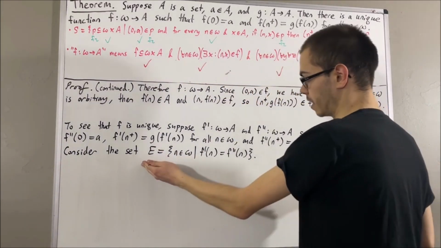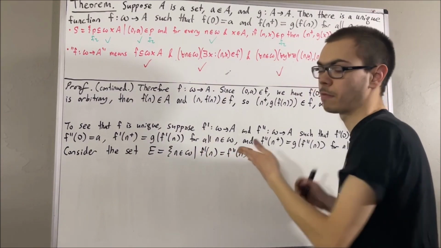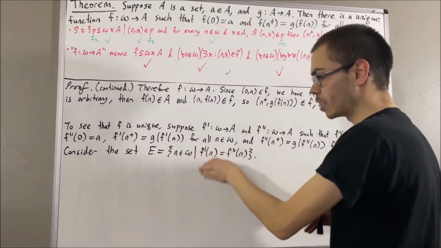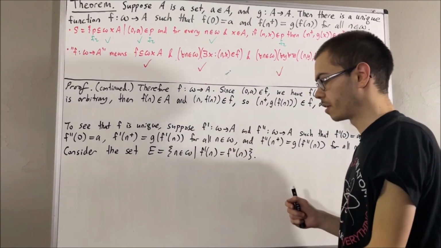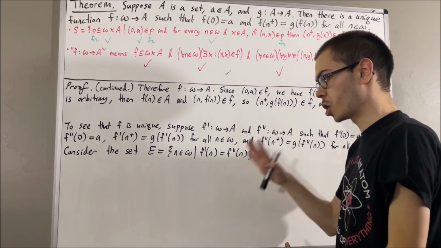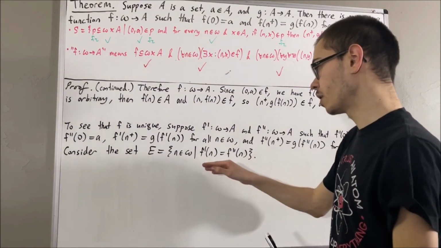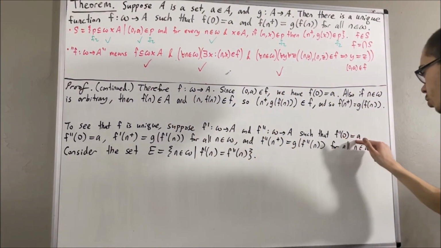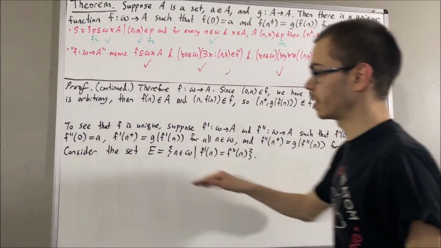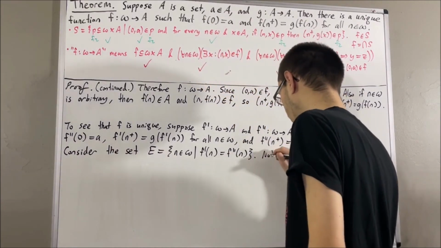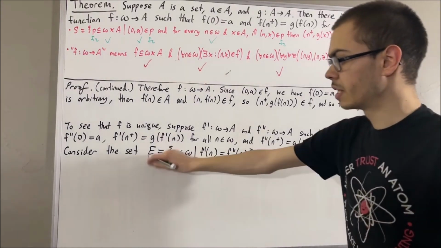We consider the set E, which is the set of natural numbers n such that f prime of n is equal to f prime prime of n. The claim is that E is equal to the set of natural numbers. And we're going to prove that using induction. So first, to show that 0 is an element of E, well, we know that f prime of 0 is equal to a, and f prime prime of 0 is equal to a, and therefore f prime of 0 must be equal to f prime prime of 0. And because of that, we immediately have that 0 is an element of E.